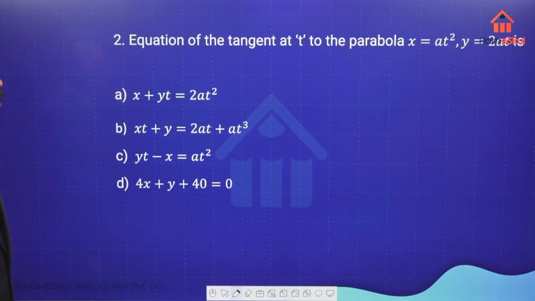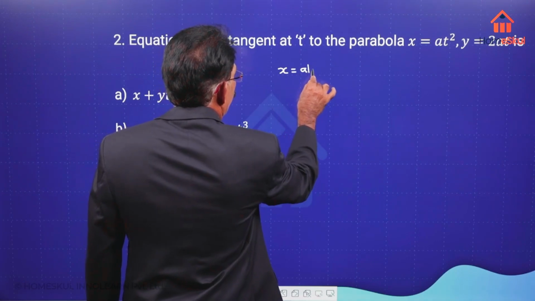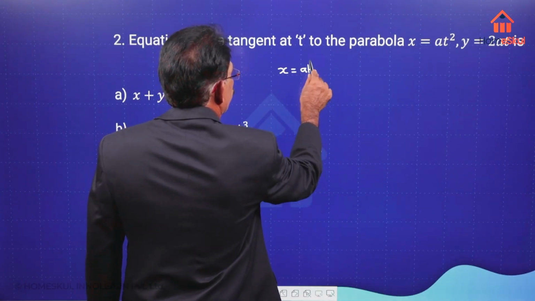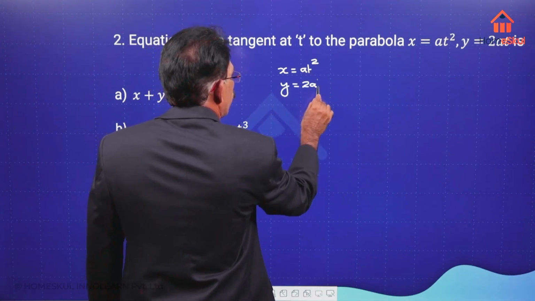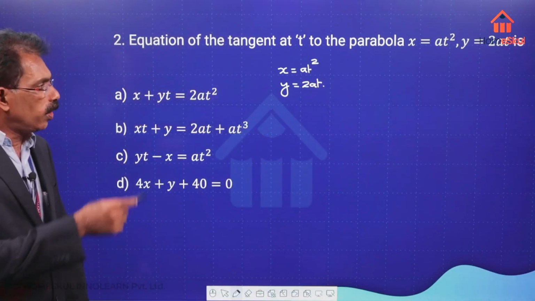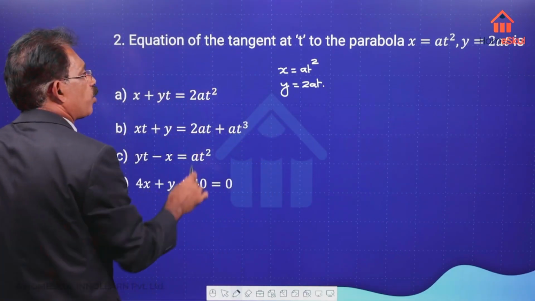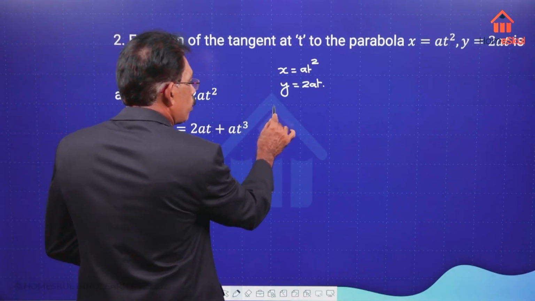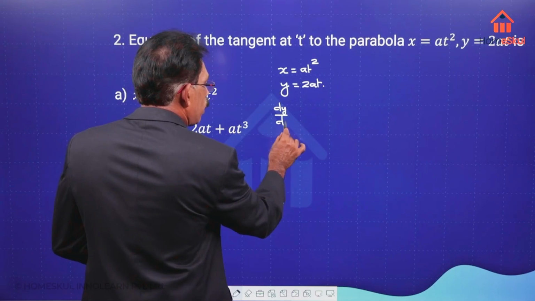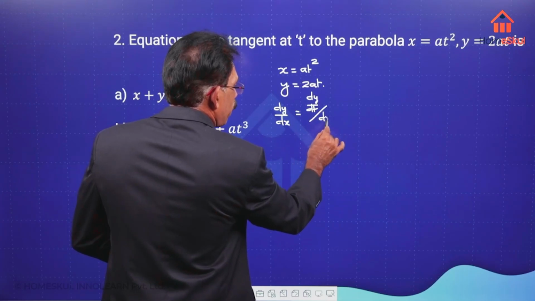The equation of the tangent at t to the parabola x is equal to a t square, y is equal to 2at. You know, this is a parametric form. In the case of parametric form, we want dy by dx for the equation of the tangent. The equation of the tangent is y minus y1 is equal to m into x minus x1, where m is dy by dx. In parametric form, dy by dx is equal to dy by dt divided by dx by dt.